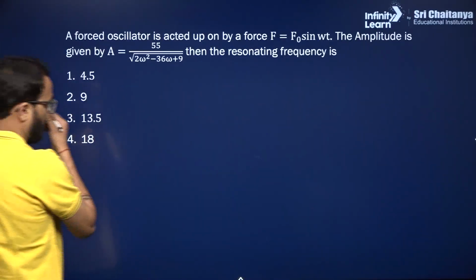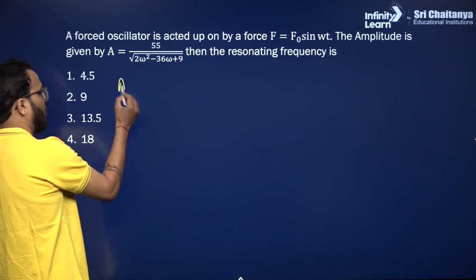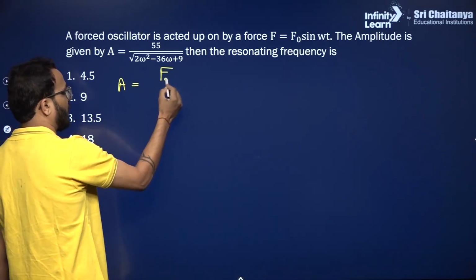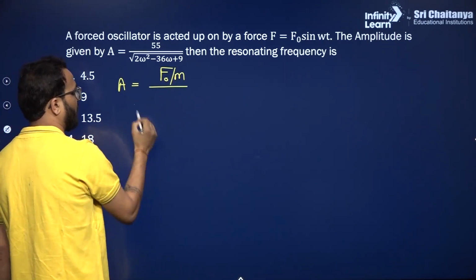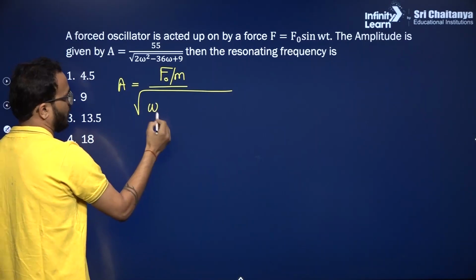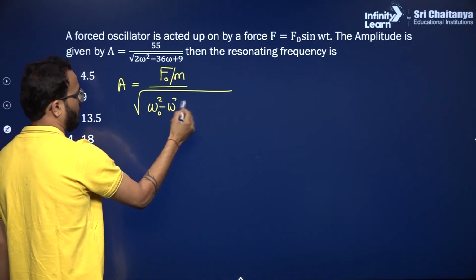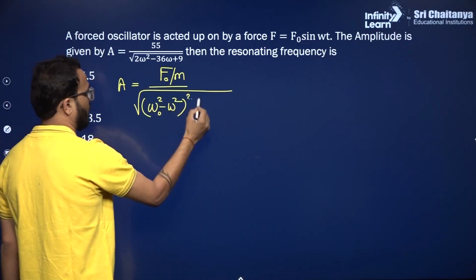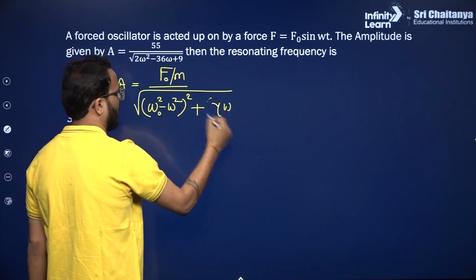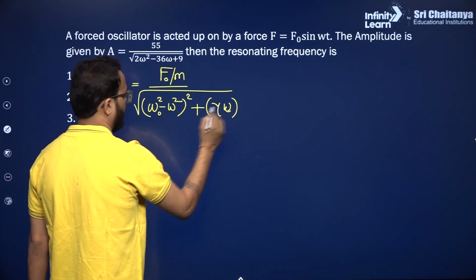Now in this particular question, no need to use this formula, because instantly after seeing the question, the formula that will come in your head will be this. You will say, sir, it is omega naught square minus omega square whole square plus gamma omega whole square.